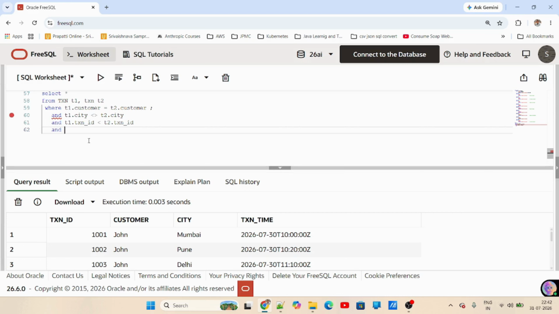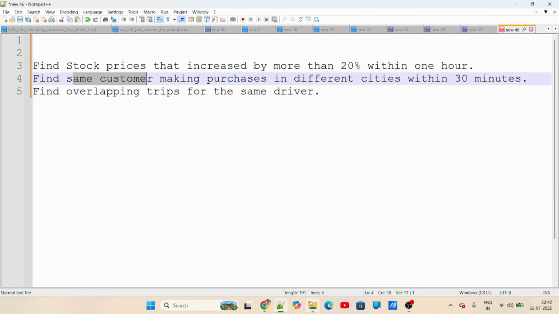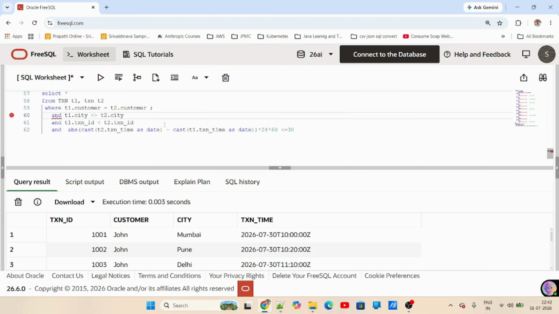Okay. Now let's do the comparison. Okay, the time comparison, the time window. Let's find out the time window. Let's do that. So absolute is fine. We'll do it later on. First, we'll find out the time. T2 dot transaction underscore time as date minus I will cast T1 dot transaction underscore time as date. I'll just do this. No, this is absolute. And again, I will just convert this into the time difference into minutes. And what do I want is it should be within 30 minutes. So it is less than or equals to 30 minutes. So this is important point.